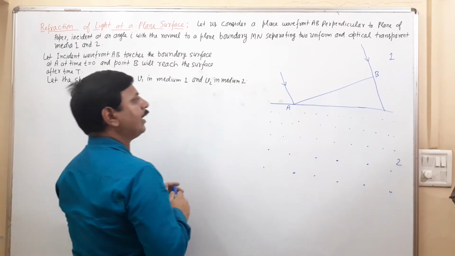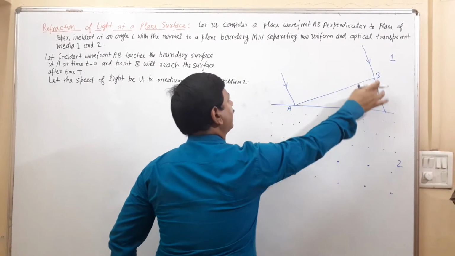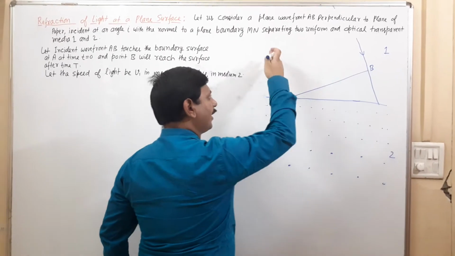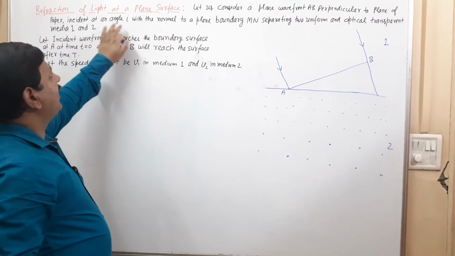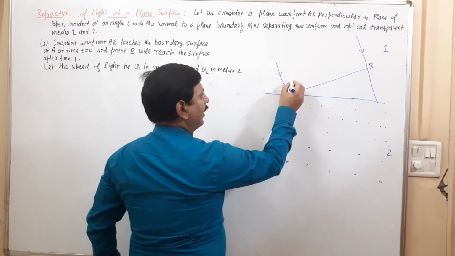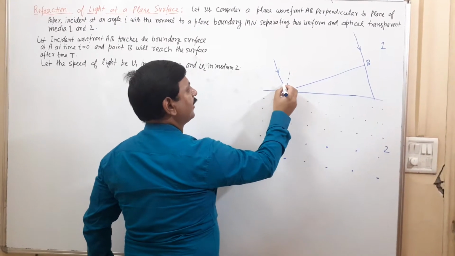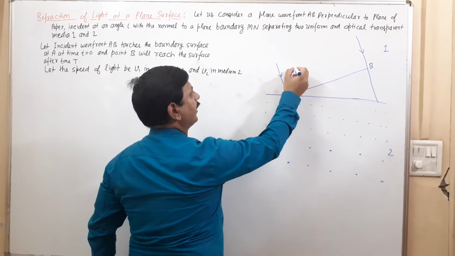Again we have taken a plane wavefront AB. This is the plane wavefront AB. The direction of the ray is perpendicular to this plane wavefront, so this is the direction of the ray, incident at an angle i. Here, if you see, this angle is i, the angle of incidence. This is the normal here.